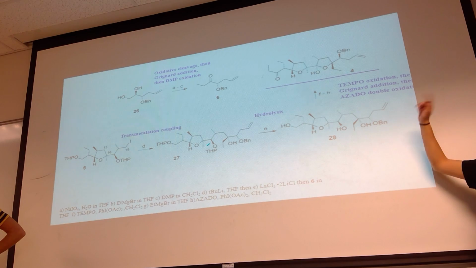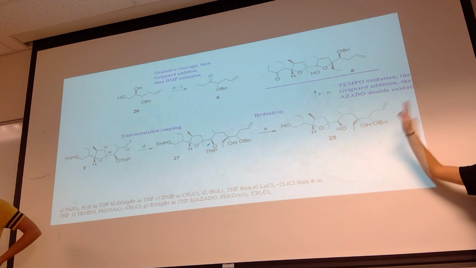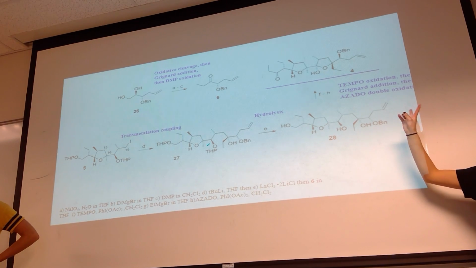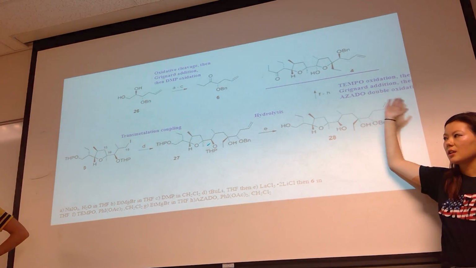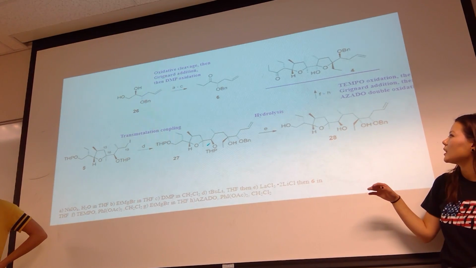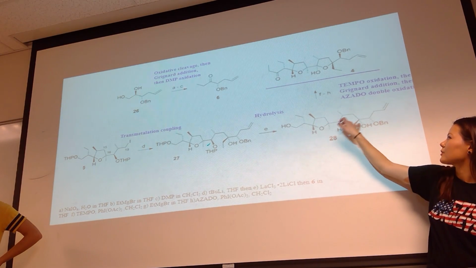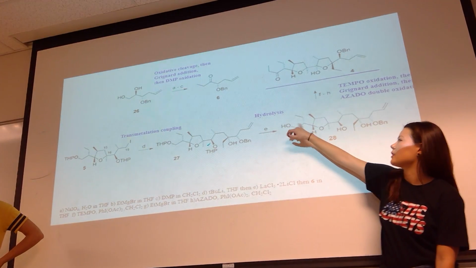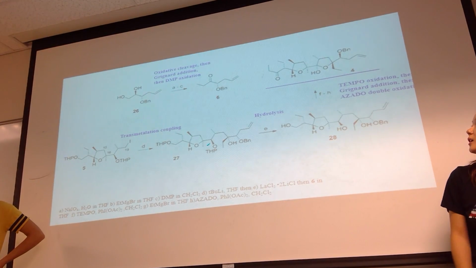and then there's a Grignard addition and an azoto double oxidation. So TEMPO and azoto were used coupled twice because TEMPO is chemoselective and it would not target these hydroxyl groups. It would do this one, and then azoto would do the rest of it up to get to R4.